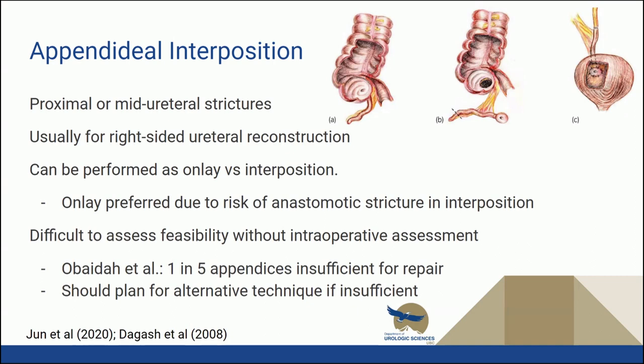Appendiceal interposition is a technique that can be used for proximal or mid-ureteric strictures, usually on the right side, but can be performed on the left in some pediatric populations. It can be performed both as an onlay as well as an interposition, with a risk of anastomotic stricture as a result of the interposition. It's difficult to assess the feasibility preoperatively without seeing the appendix. Obeda et al. described 1 in 5 appendices being insufficient for repair, suggesting that surgeons should plan for alternative techniques if there is insufficient appendix at the time of surgery.